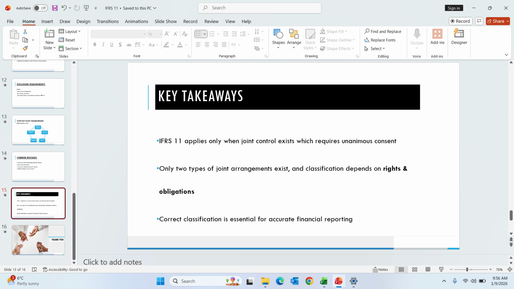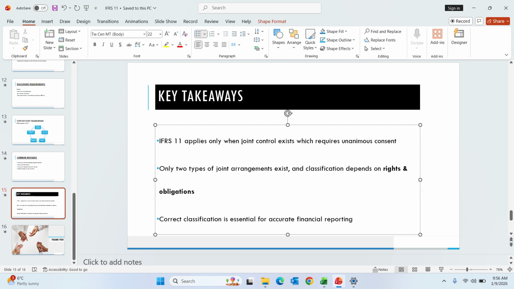What are the key takeaways? IFRS 11 applies only when joint control exists. This is very important. It requires unanimous consent, meaning every decision made in that arrangement must be agreed upon by all the parties involved. Only two types of joint arrangements exist, and classification depends on rights and obligations. And here they are: joint operations and joint ventures. And correct classification is important for accurate financial reporting.